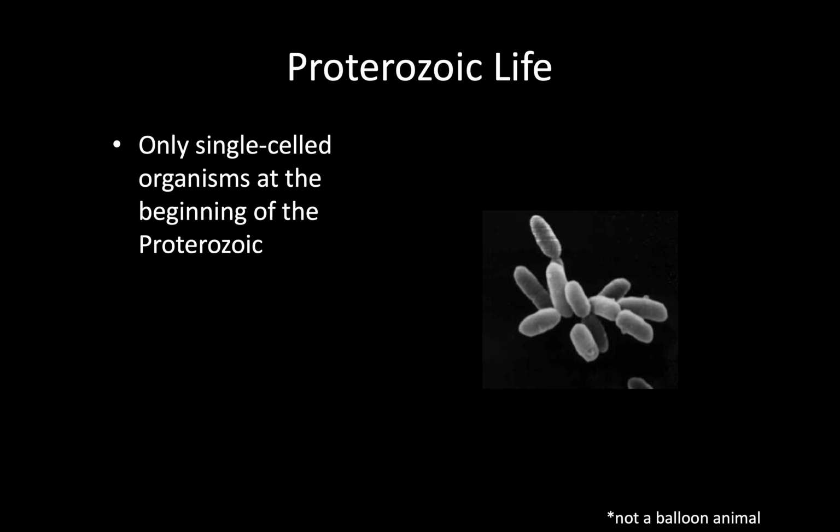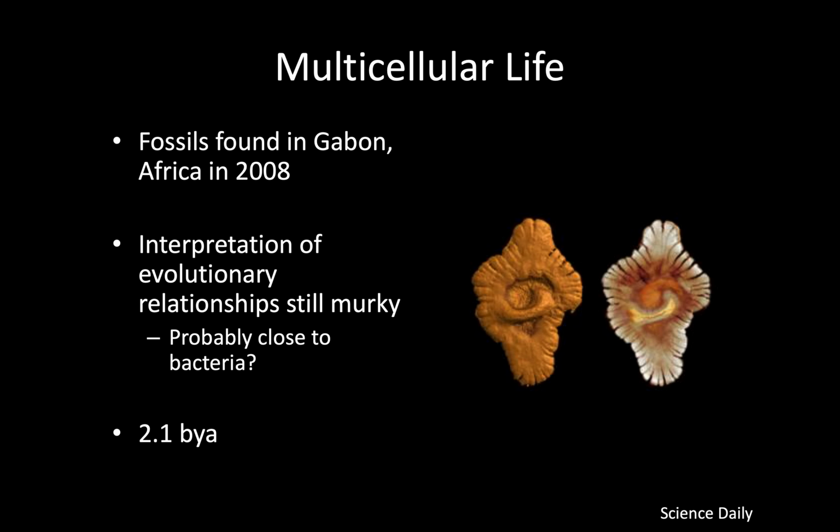So in the beginning of the Proterozoic, we had our single-celled organisms. These were mostly prokaryotes, so there were some eukaryotic single-celled organisms. This is one. It is most certainly not a balloon animal. It is actually a fossil. We start to move towards multicellular life.